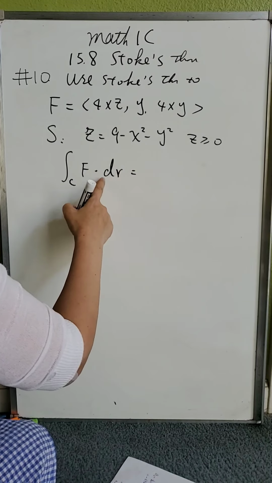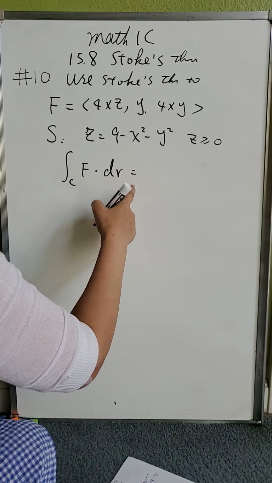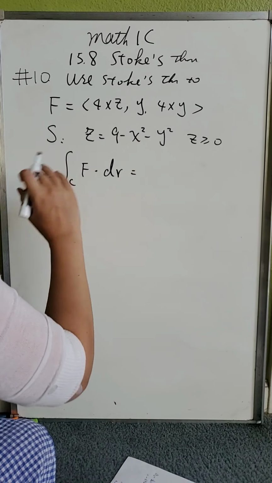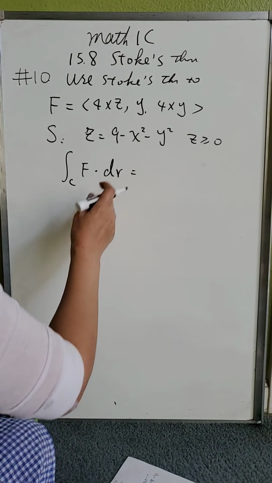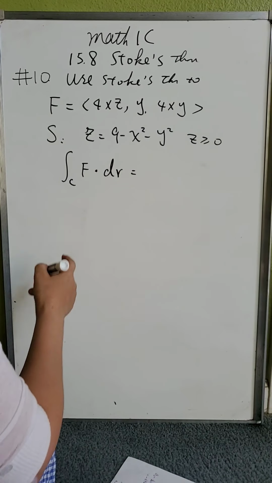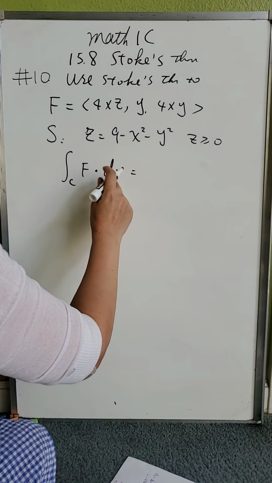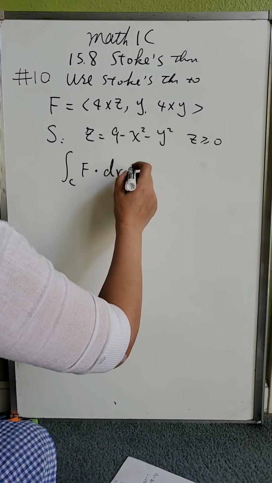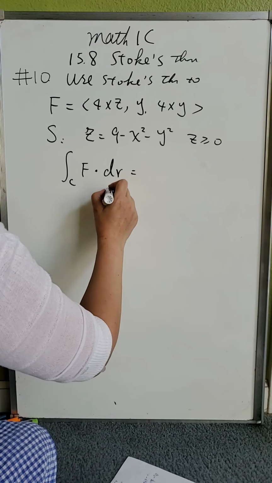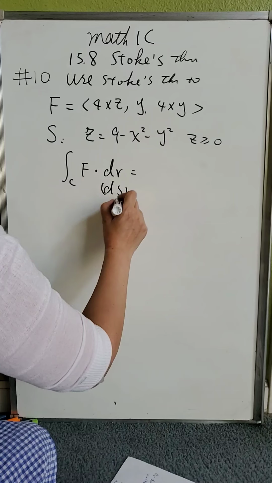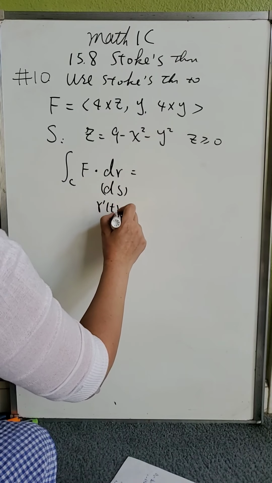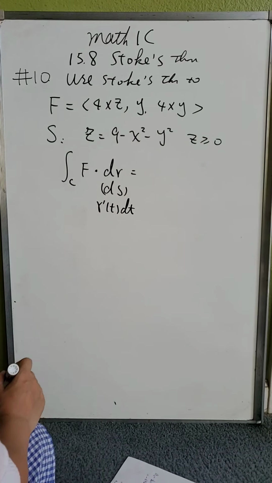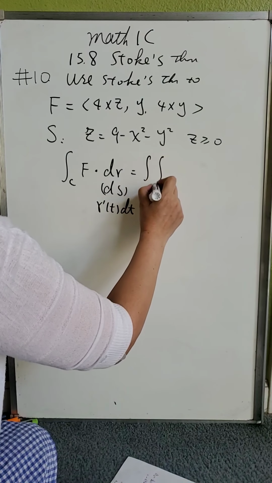okay, you can use F dot dS, or you can use F dot r prime dt. So it's either one or the other, both are okay. Sometimes I don't want to write so much, I just use F dot dr, or you can use dS. If you use dS, that's fine also. If you use r prime t dt, that's okay also. Okay, it's equal to this.